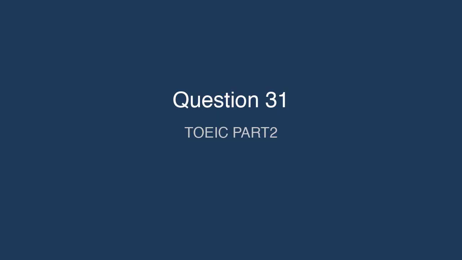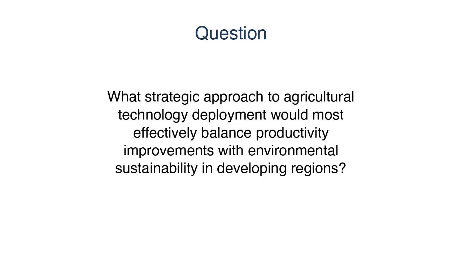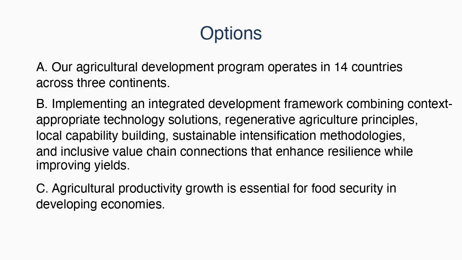Question 31. What strategic approach to agricultural technology deployment would most effectively balance productivity improvements with environmental sustainability in developing regions? Here are your options. A. Our agricultural development program operates in 14 countries across 3 continents. B. Implementing an integrated development framework combining context-appropriate technology solutions, regenerative agriculture principles, local capability building, sustainable intensification methodologies, and inclusive value chain connections that enhance resilience while improving yields. C. Agricultural productivity growth is essential for food security in developing economies.